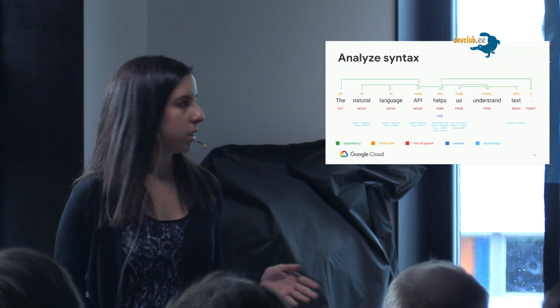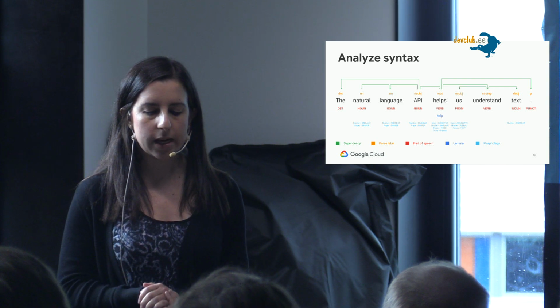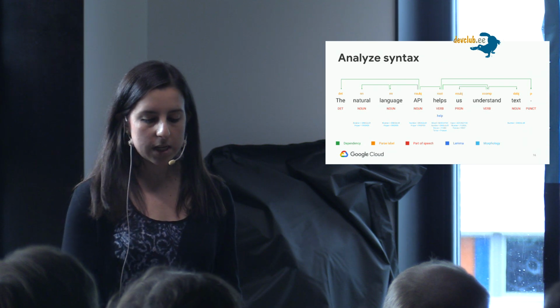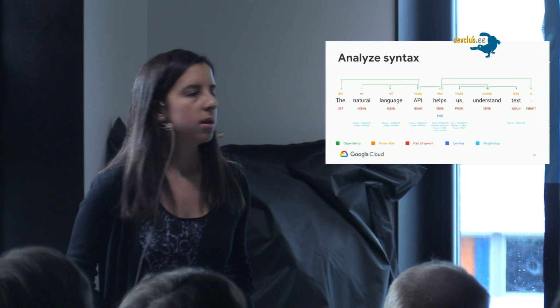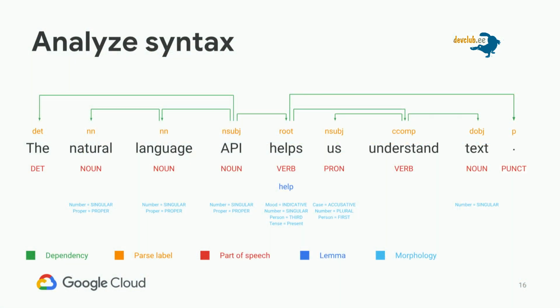So going into a little bit more detail on what these different methods provide, the analyze syntax method gives us a lot of linguistic details on the text. If we take this sentence as an example, the Natural Language API helps us understand text. This is just a visualization of all the different data we get back from the analyze syntax method. So we get the part of speech, that's what's in red. We get the role of each word in the sentence, that's the parse label in orange. So for example, API is the nominal subject, helps is the root verb.